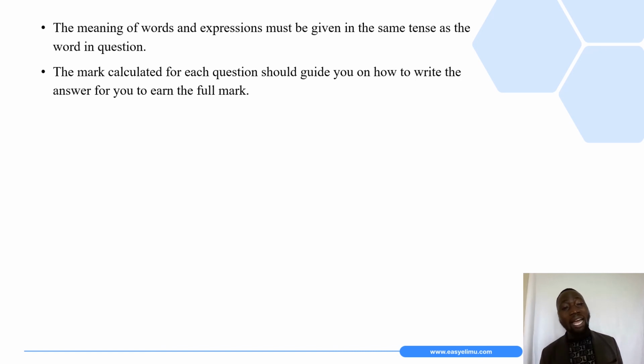And a note: the mark calculated for each question should guide you on how to write the answer for you to earn the full mark. For example, if you're told to give a point and illustrate, and the mark indicated at the end is 2 marks, it means that you are supposed to give an example, that is 1 mark, and illustrate, that is another mark. So don't give an example, then go after your teachers saying, sir, I have a mark here, but I'm awarded this. So note that the mark calculated for each question should guide you on how to write the answer for you to earn the full mark.